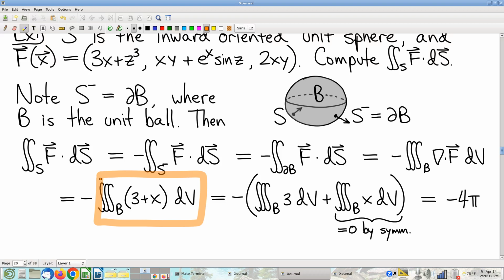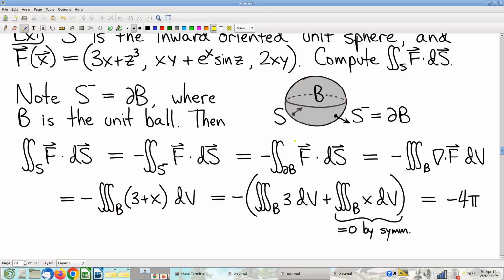You could brute force this. You could use spherical coordinates. I mean, our domain here, my solid, is pretty nice in spherical coordinates. And you could do that, but you're going to end up with some trig because of rho squared sine phi and all that. The x has got some sines and cosines in it as well. So you could do that.